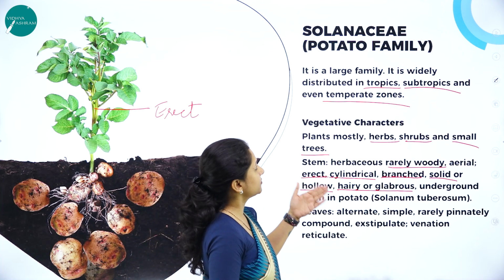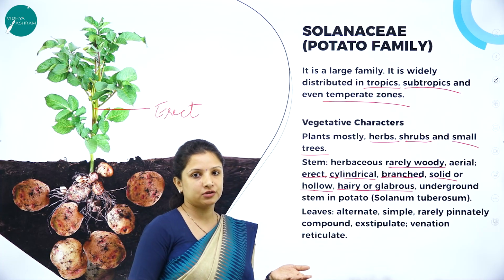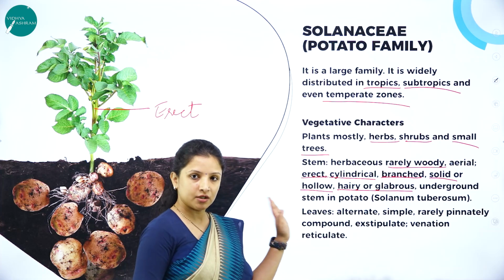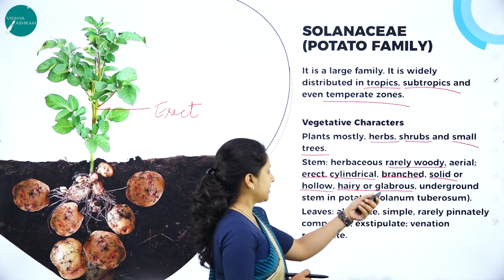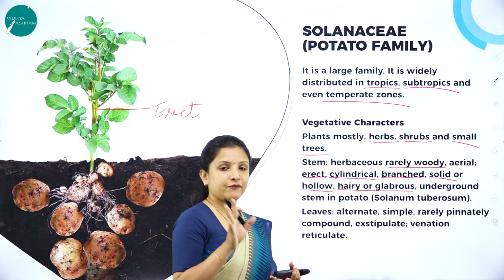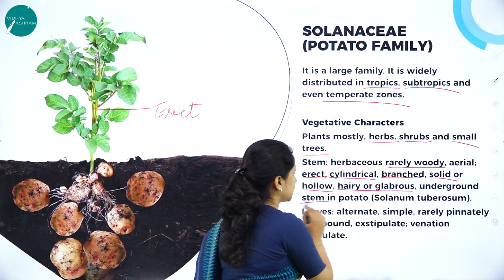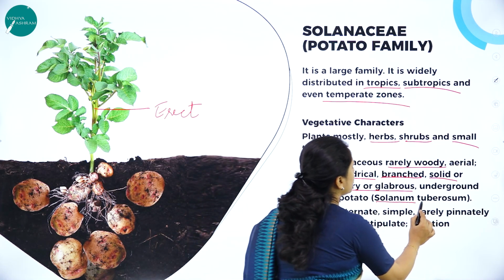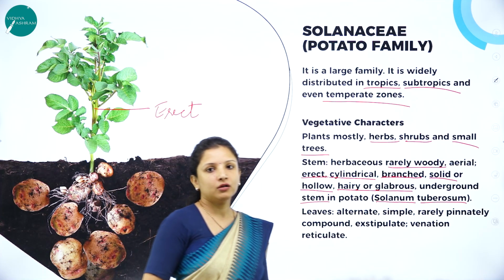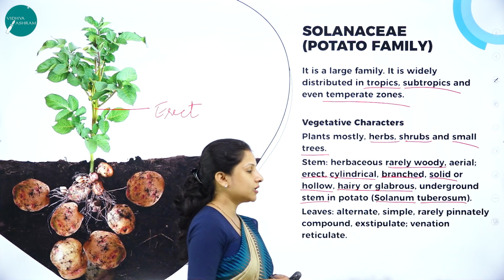So all these come under Solanum tuberosum. All these come under Solanum itself. And they have an underground stem, especially if it is potato, they'll have an underground stem. That is Solanum tuberosum. Otherwise, all the other Solanaceae members will not have an underground stem.